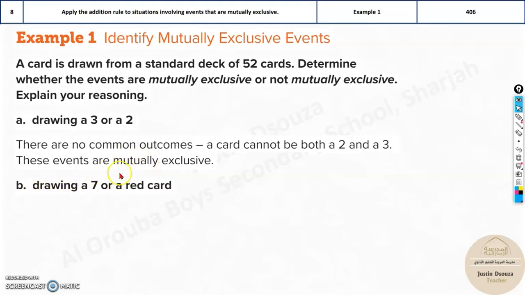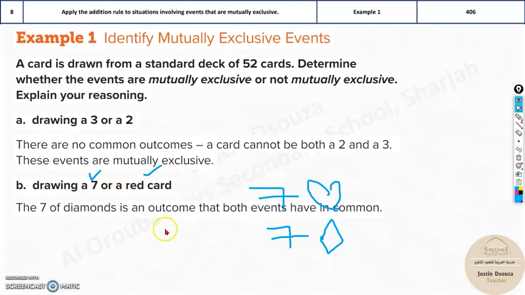Whereas, let's look at this, drawing a 7 or a red card. Now it's important. You have either a 7 or a red card, but you know 7 also can be hearts and 7 can be diamonds. These are 7 and a red card, both together as one. So these are not mutually exclusive. Why? They are not unique because they can be the same event as well. Look over here. A 7 of diamonds is an outcome that both events have in common. So they are not mutually exclusive.